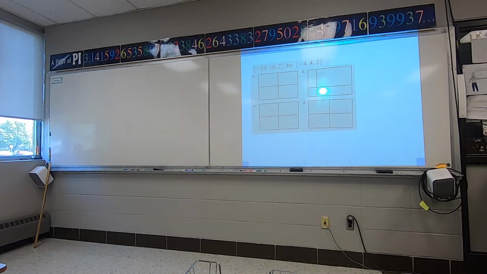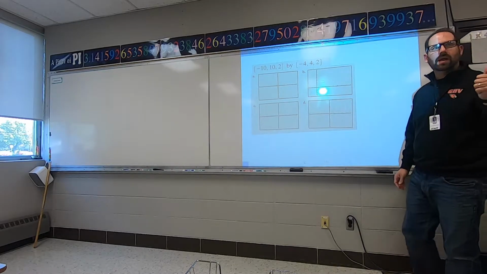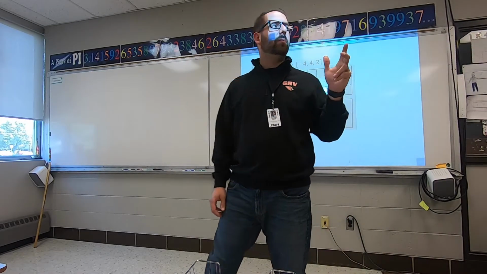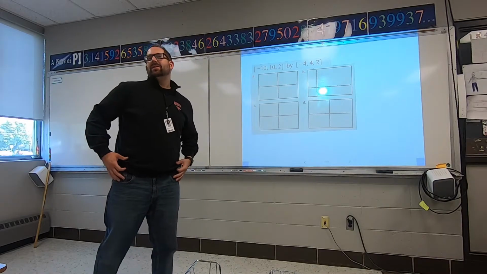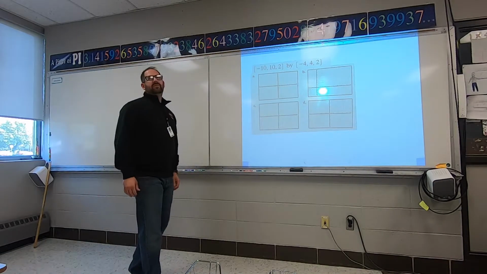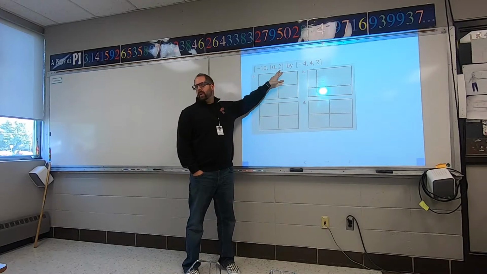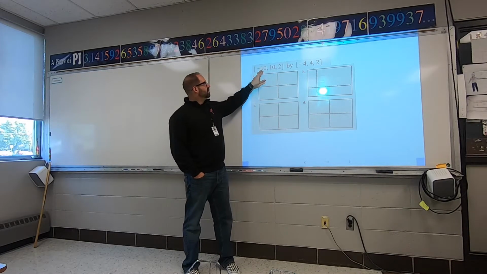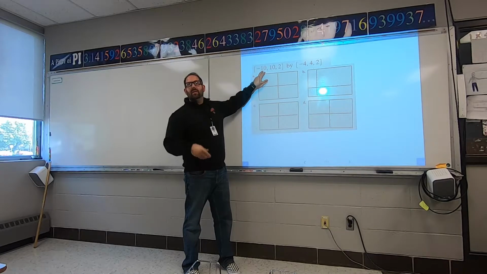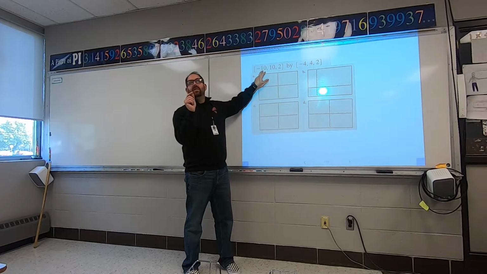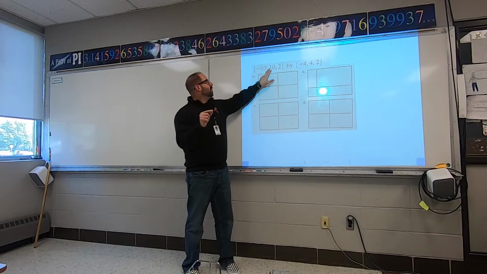Now, let's talk about what viewing windows are one more time. Again, the little piece of paper in front of you needs your name, your period, and a number 1 through 9. So what you're looking at here is a viewing window. Let's talk about what these 3 numbers mean in the viewing window. What does this first number mean? Yeah, the minimum x number. What's the second number?